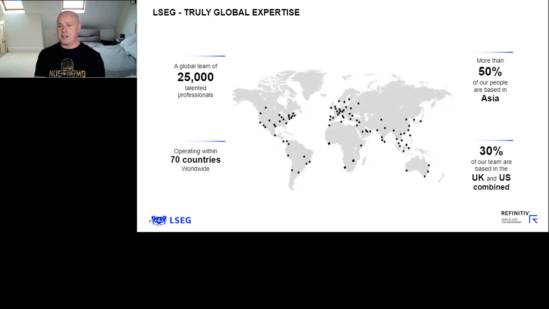In terms of what LSEG spans across the globe, 70 countries, really diversely split. As you'd imagine, a heavy presence in the UK and US, but a large presence in terms of people in Asia as well. So it's a really great time. There's a lot going on in terms of the commingling of the heritage companies, bringing them together, identifying opportunities, and learning about how we can make the business even better.